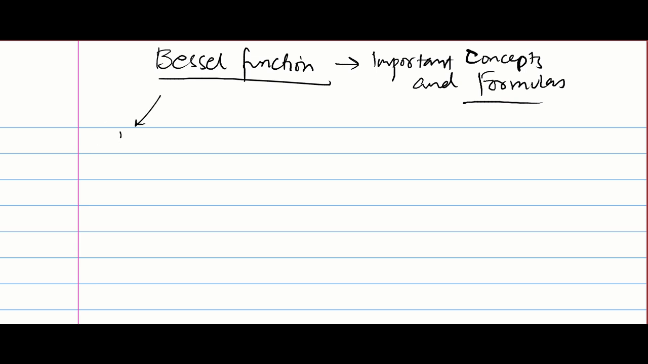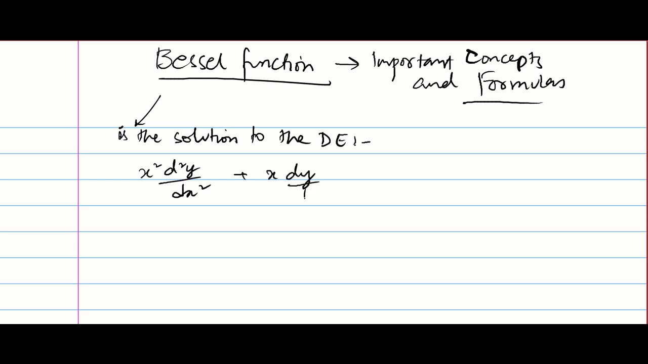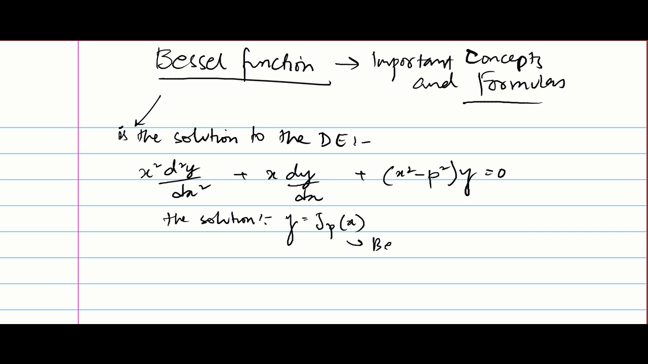So Bessel function is the solution to the differential equation, which is x squared d2y/dx squared plus x dy/dx plus (x squared minus p squared) y equals 0. So the solution of this equation y is equal to Jp(x), which is the Bessel function.